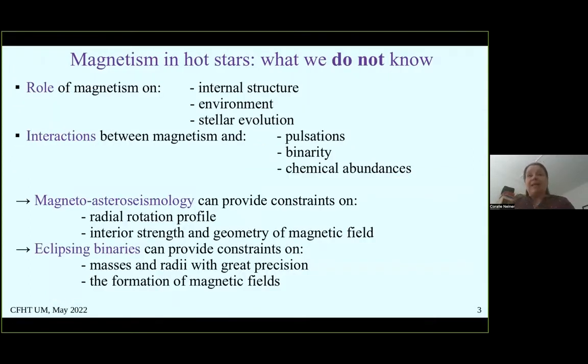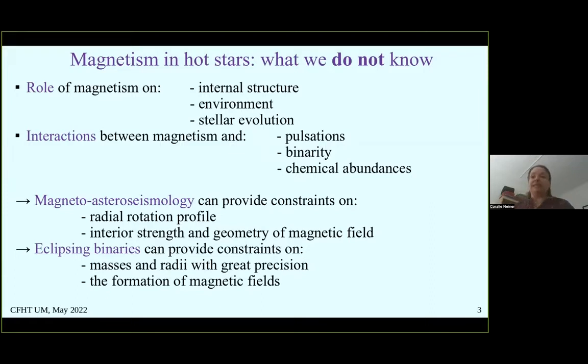So that is what we know about magnetism in hot stars, but there are still a lot of things we do not know, and that is what we want to study now. In particular, we want to understand the role of magnetism on various phenomena and physical ingredients in the star. So we want to know the role of magnetism on the internal structure of the star, for example, but also on the circumstellar environment, on the evolution of the star and the evolution of the magnetic field itself as the star evolves. We want to understand the interplay between magnetism and other physical mechanisms, for example, between magnetism and pulsations, between magnetism and binarity, and how magnetism influences the chemical abundances.